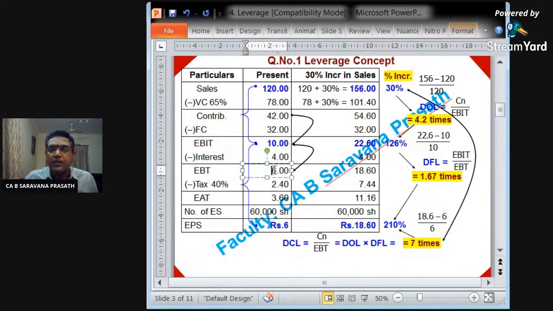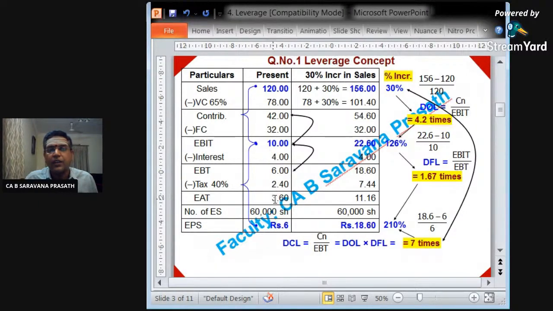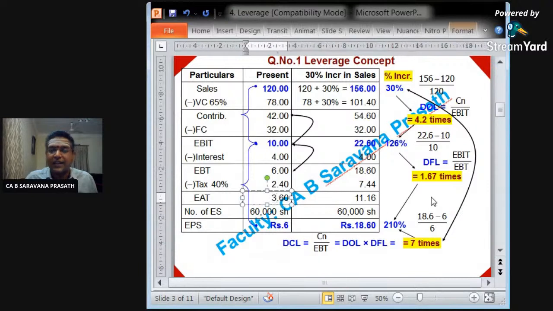Now EBT is also in rupees lakhs, 6 lakh rupees. Tax rate is equivalent to 40%. So 40% on 6 lakh, 2.4. Earnings after tax in rupees lakhs, 3 lakh 60,000.